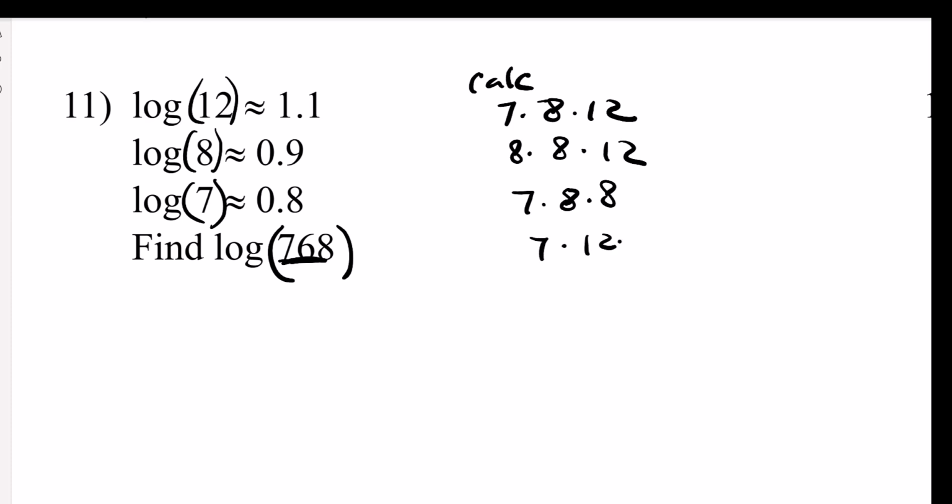768 is not very visible. So the first thing in your calculator, you don't have to write this down, go ahead and try 7 times 8 times 12. If that doesn't equal 768, try 8 times 8 times 12. If that doesn't work, try 7 times 8 times 8, 7 times 12 times 12, or 7 times 7 times 12. Something like that. Keep trying until you find what it is.